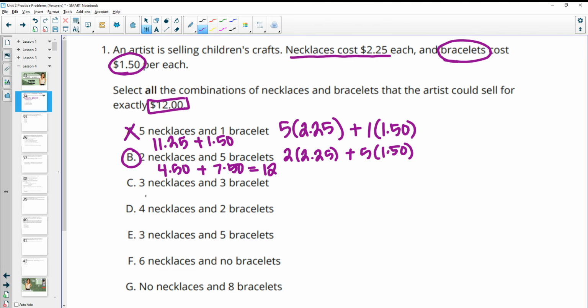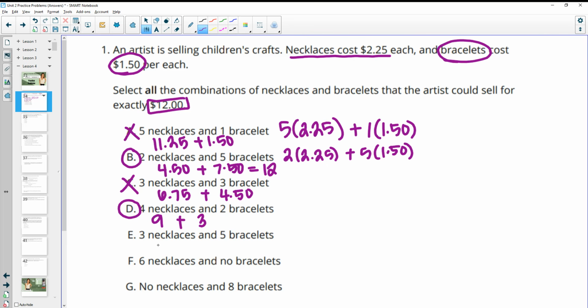C, we're going to do 3 times the $2.25, which is going to be $6.75. 3 times $1.50 would be $4.50. I can tell immediately this one is wrong because 75 cents and 50 cents does not equal an even dollar. So we're not going to get to exactly 12 on that one. Part D, 4 times $2.25 is $9. 2 times $1.50 is $3. 9 plus 3 is exactly 12.